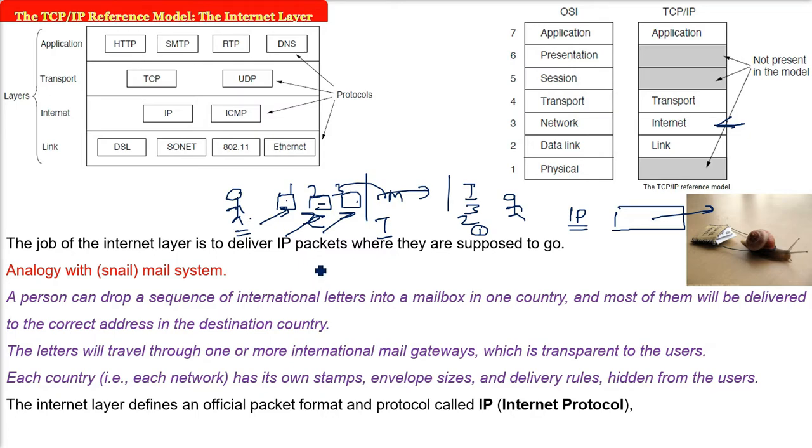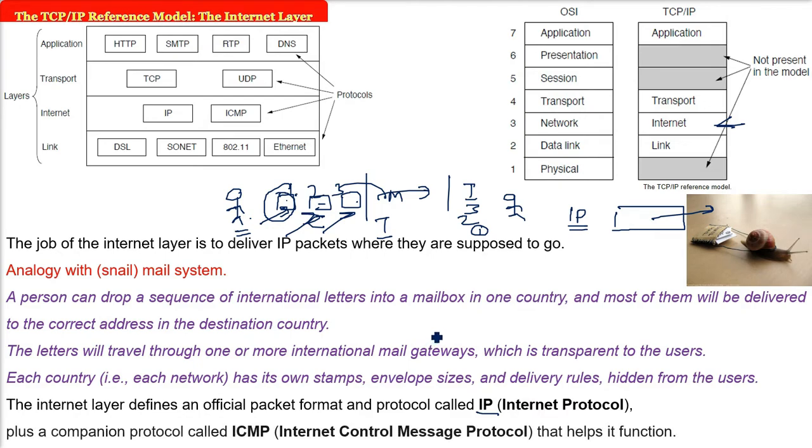So this internet layer is actually defining the official packet format. A packet is nothing but a combination of bits, along with some headers, some ancillary information to support, and a protocol called the IP protocol. Along with IP, there is one more companion protocol which helps IP to function, called ICMP, that is Internet Control Message Protocol. This is all about messaging.